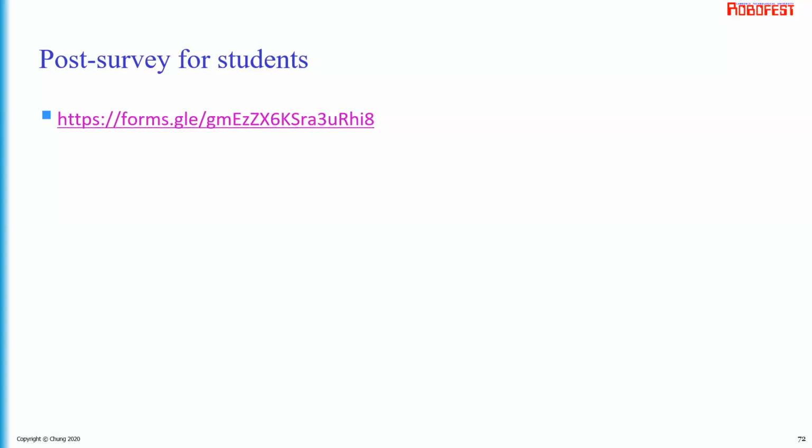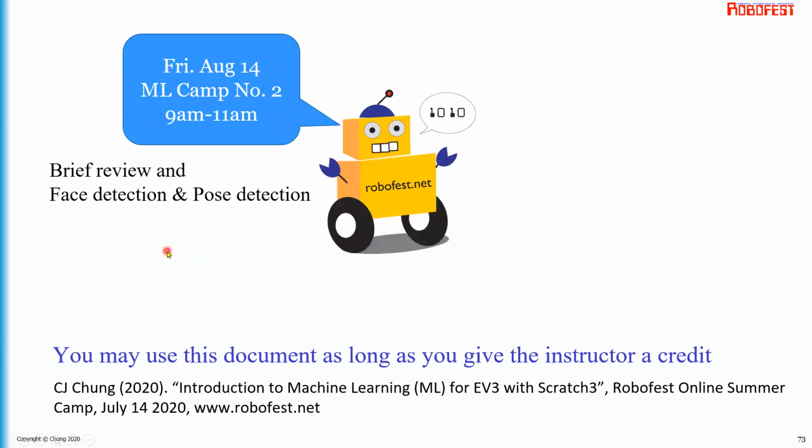Okay, next. Okay, this is important actually. So I am having the next machine learning camp number 2 on Friday, August 14th from 9 to 11 a.m. If you have participated in previous camps, like the one on July 10th, as well as today, you do not need to register. I'll email you the Zoom link.